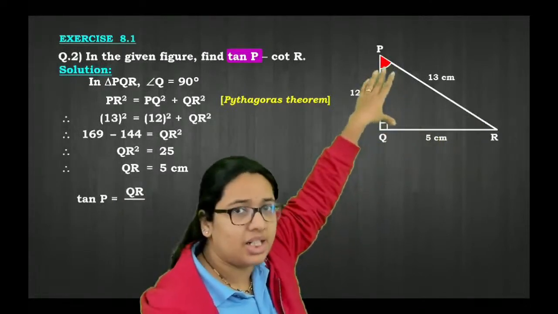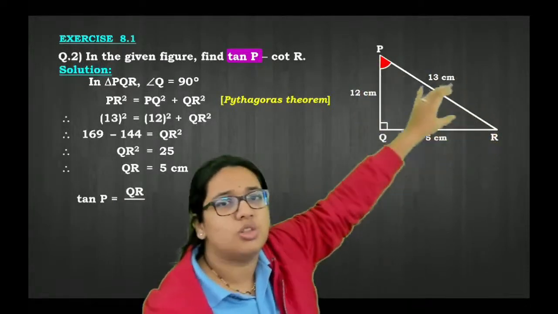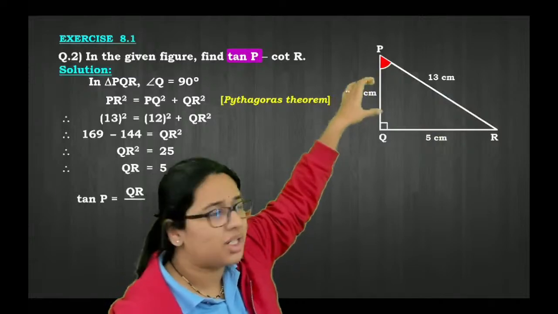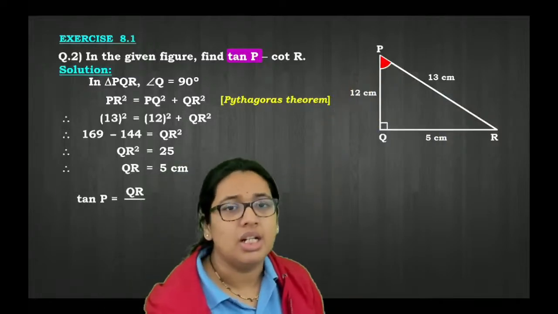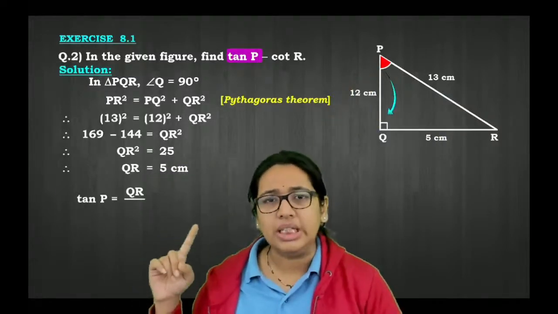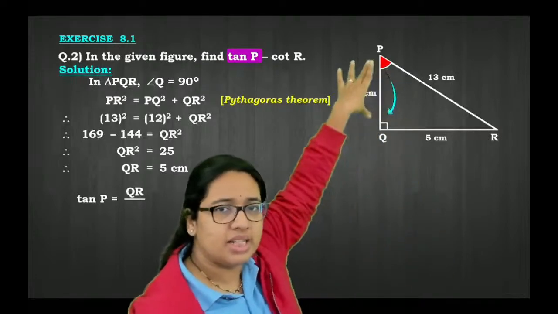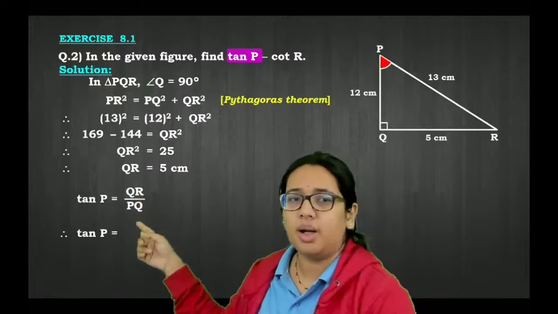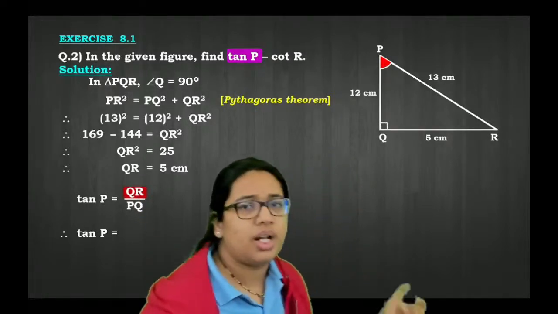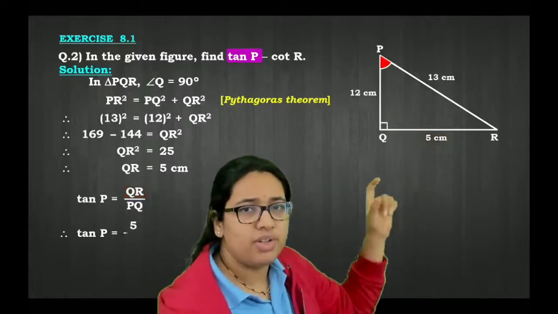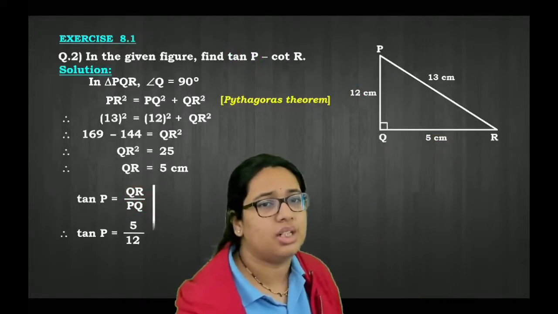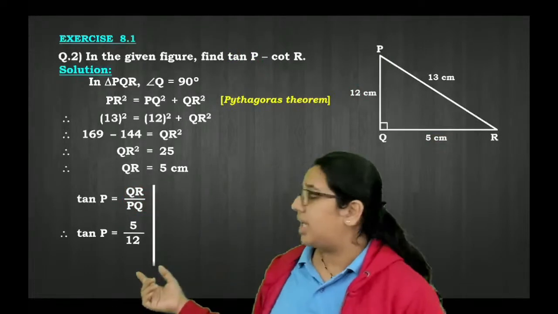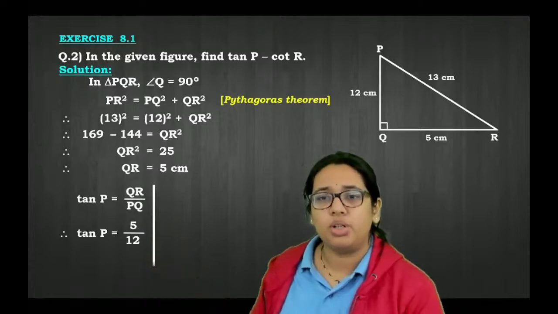So adjacent side. Hypotenuse छोड़ के जो बच जाता है, जो remaining side आपका रहता है, it will be your adjacent side, right? Hence for this P, adjacent side will be PQ. So I will write tan P as the QR upon PR. But we know that QR is nothing but 5 and PQ is nothing but 12. Hence, tan P will be 5 upon 12.